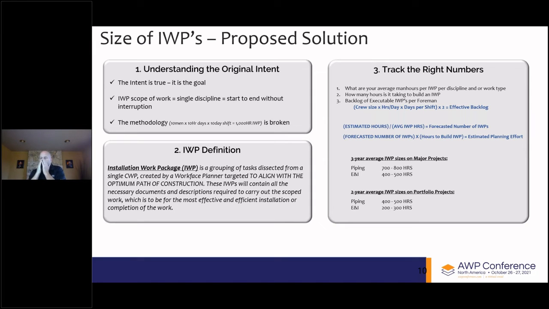An interesting note on actual average sizes of IWPs over a 3-year average on major projects: piping falls between the 700 and 800 hour range. E&I falls between the 400 and 500. On a 2-year running average, the average IWPs for piping fall down into the 400 to 500, and E&I fall down into the 200 or 300.